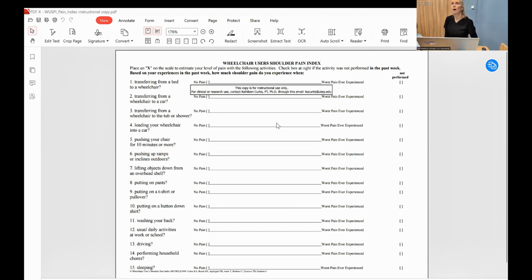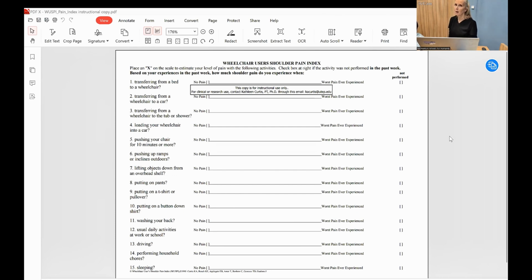For right now, it can only be used if your patient can understand and speak English well enough to understand the test. And you have Dr. Curtis's email there. You just have to email her and ask her for permission to use it and explain to her how you're going to use it.